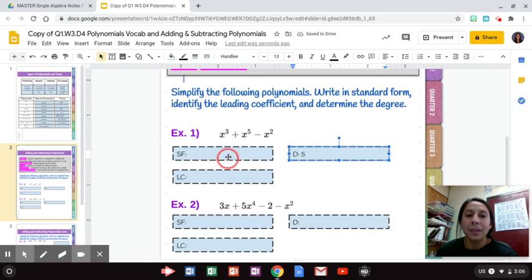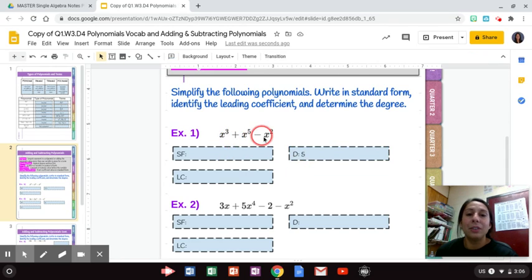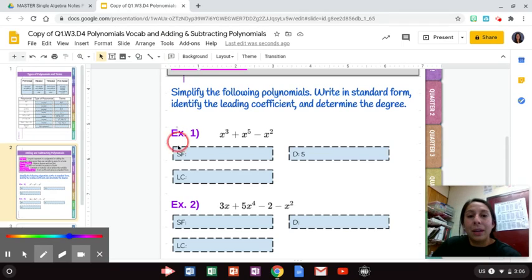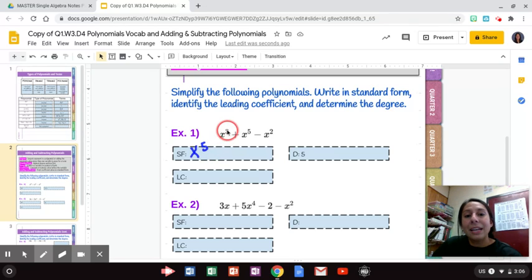We're going to go over standard form next. Standard form means that you want to put these in order with the highest degree first. So our highest degree is x to the 5th. So that means that whenever I write this in standard form, I'm going to have x to the 5th first. My next highest is x to the 3rd, so plus x to the 3rd. And then the least is minus x squared. Notice that I brought that minus down with it. So this is written in standard form. My exponents go from the biggest exponent all the way down to the smallest exponent.